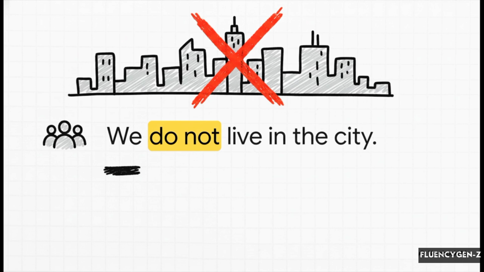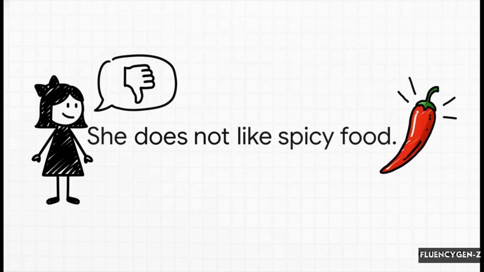So what about negative sentences? Well, this is where our little helper verb comes in. We do not live in this city. The subject is we, so we use do plus not. And you'll almost always hear this shortened in real conversation to don't, like we don't live in the city. And of course, that third-person rule comes right back into play. She does not like spicy food. Because the subject is she, our helper verb has to be does. So we say does not, or way more commonly, doesn't. She doesn't like spicy food.